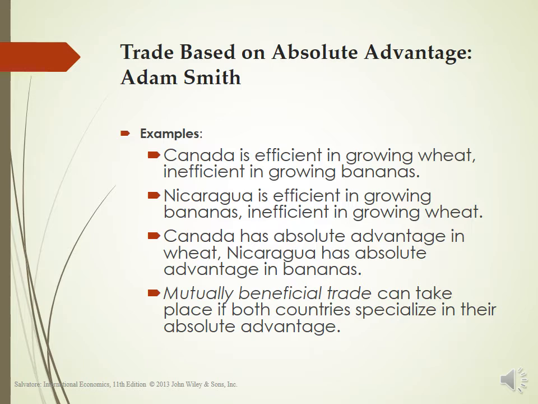Take another example like Pakistan and Japan. Pakistan has an absolute advantage in growing wheat and an absolute disadvantage in manufacturing computers. On the other hand, Japan has an absolute advantage in manufacturing computers. On the other hand, absolute disadvantage in growing wheat. What happened? Mutually beneficial trade can take place if both countries specialize in their absolute advantage.